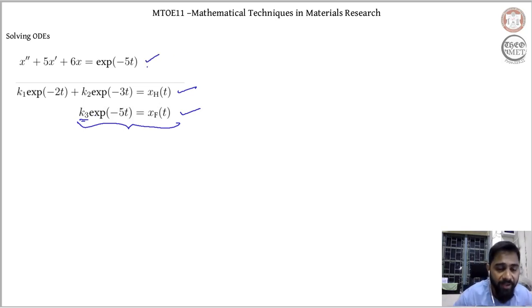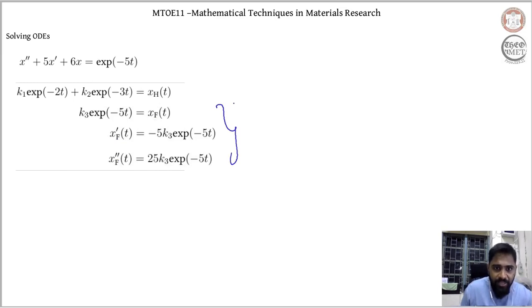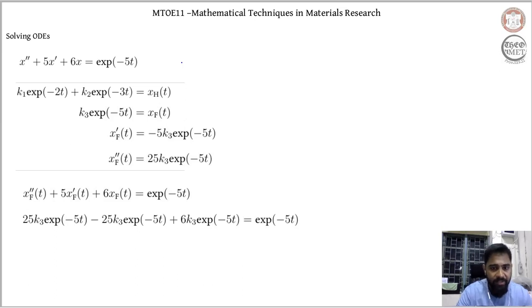Now, in order to find this K3, what we essentially do is we take the first derivative of this first expression here, and also we take the second derivative of it. Now, we have x of t, x prime of t, x double prime of t. All of these can now be substituted back into my original non-homogeneous ODE.